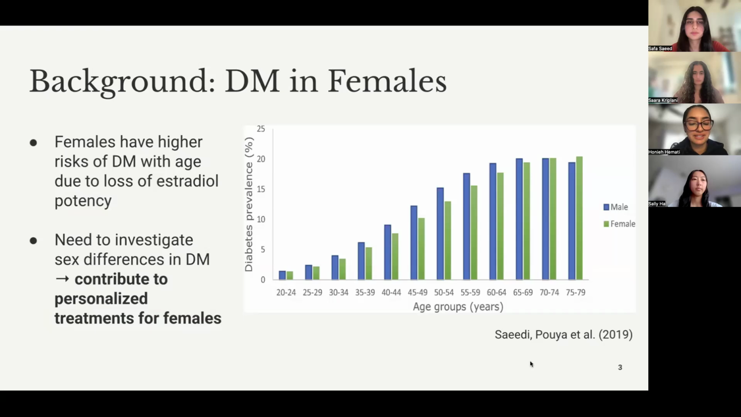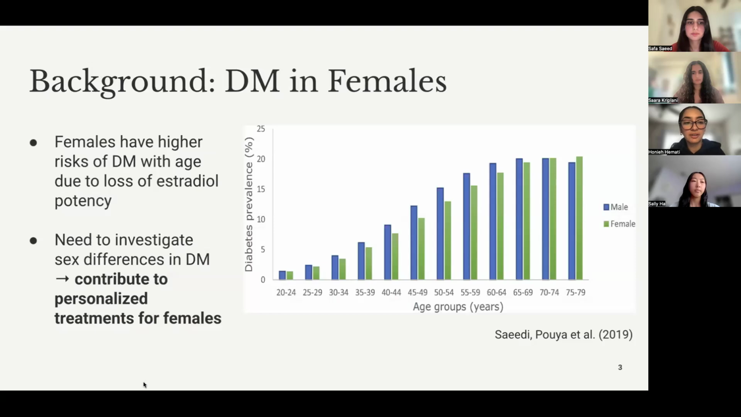Women face higher risks of diabetes as they reach 65 and up because after menopause, they lose their potency to estradiol, the primary form of estrogen. This makes them more vulnerable to insulin resistance and diabetes. Because of hormonal differences, we really need to better understand how sex differences affect diabetes.